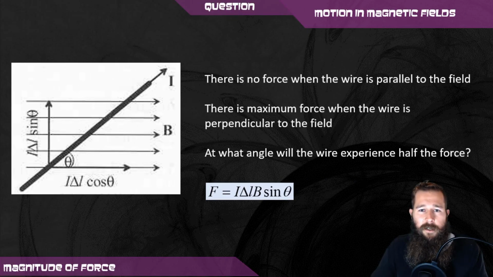We discussed a situation where the maximum force of a current element in a magnetic field is at 90 degrees and there's no force at 0 degrees. At what angle would the current element need to be in the field to be half the maximum force? So to assist, use this equation on the screen.